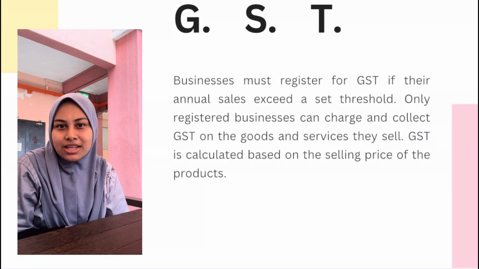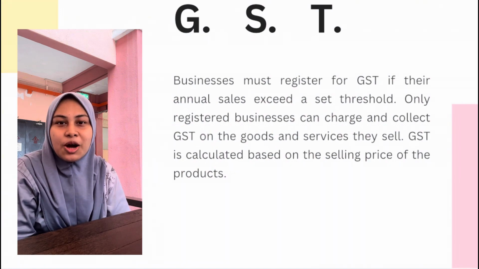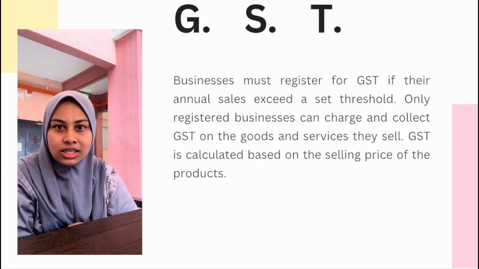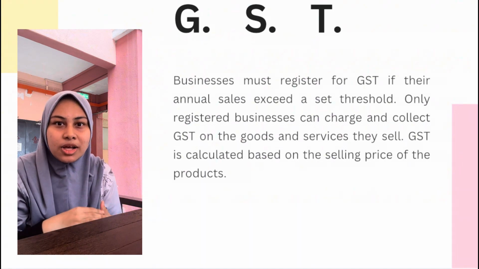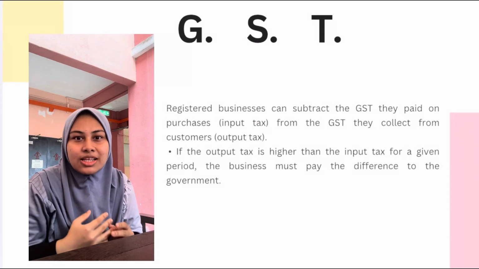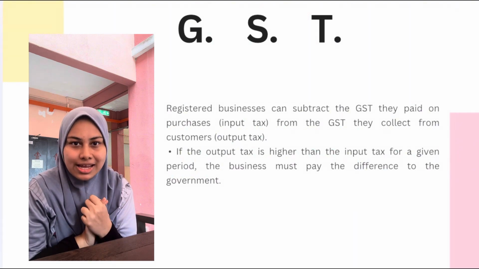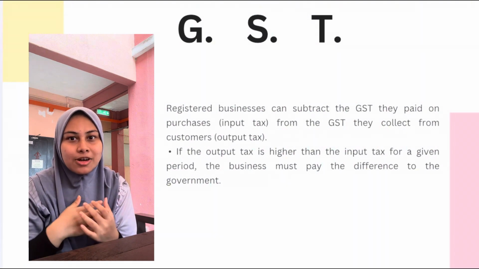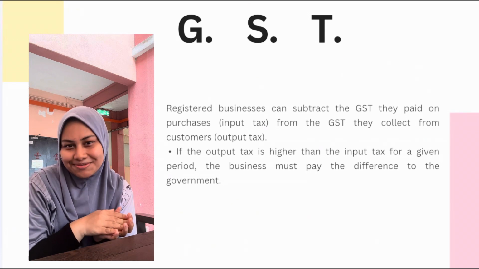Next, for GST, businesses must register for GST if their annual sales exceed a set threshold. Only registered businesses can charge and collect GST on the goods and services they sell. GST is calculated based on the selling price of the products. Other than that, registered businesses can subtract the GST they paid on purchases, input tax, from the GST they collect from customers, output tax. If the output tax is higher than the input tax for a given period, the business must pay the difference to the government.